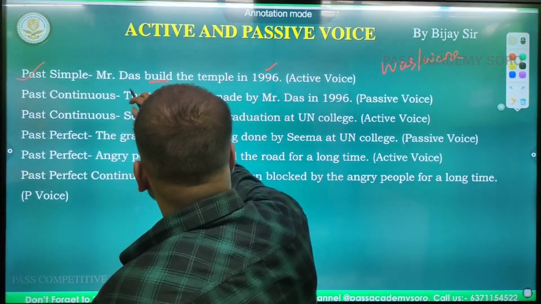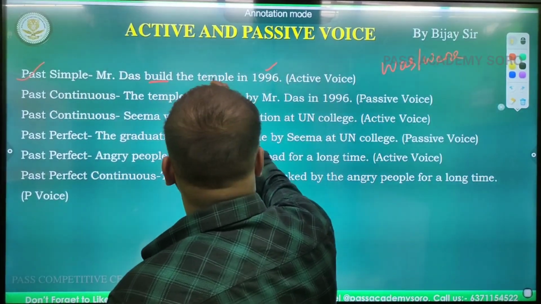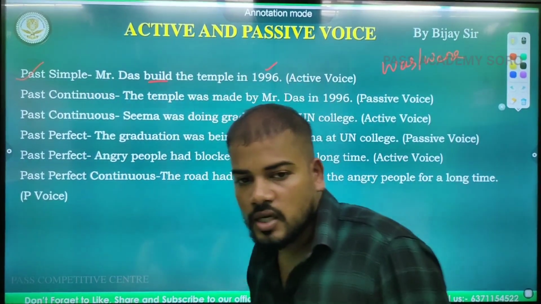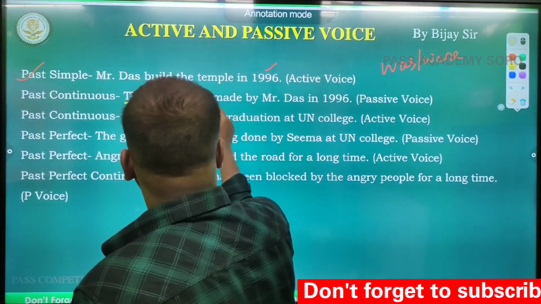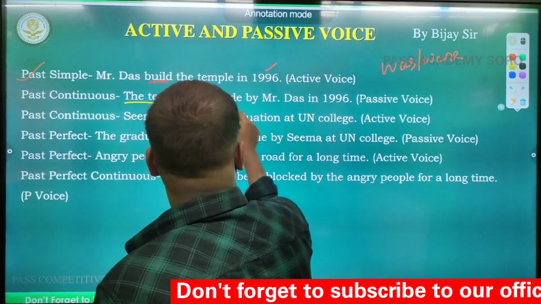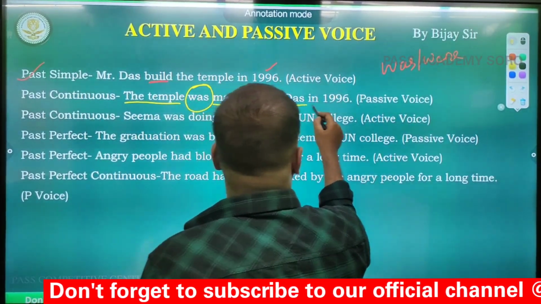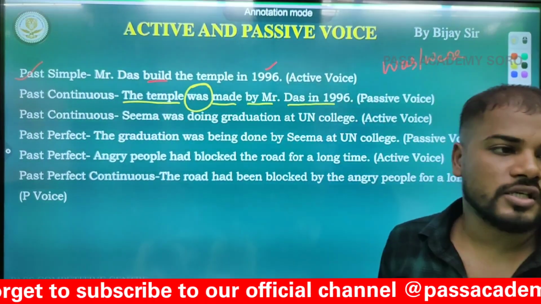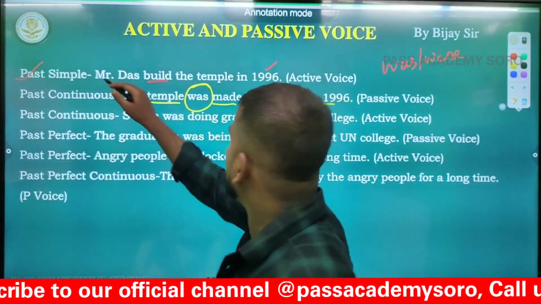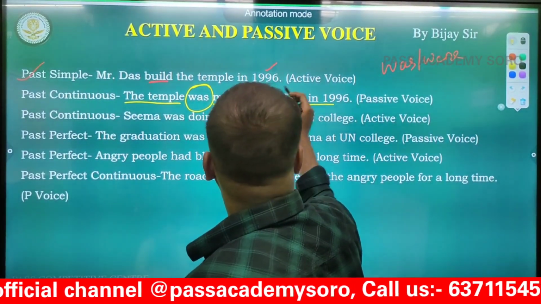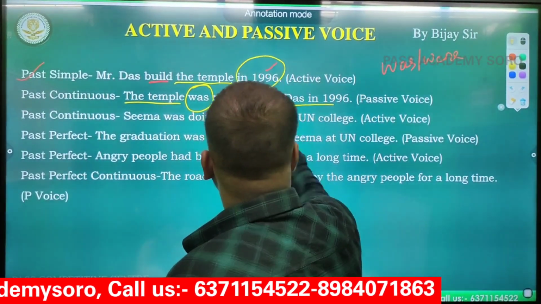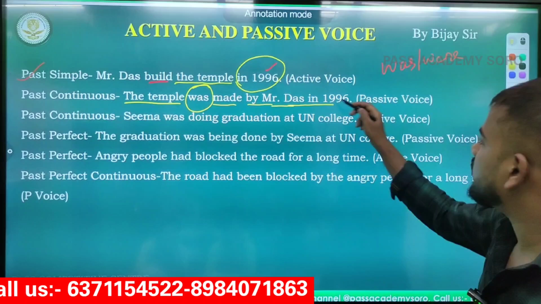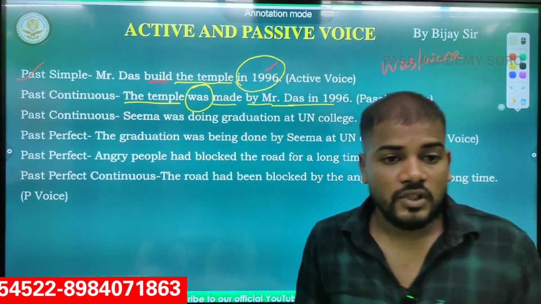Here Mr. Das is the subject and build is the verb form, and the temple is the object. So the temple is singular, was made by Mr. Das in 1996. Here the subject Mr. Das became the object, and the object the temple became the subject, and the remaining part of the sentence we just added at the end of the sentence.